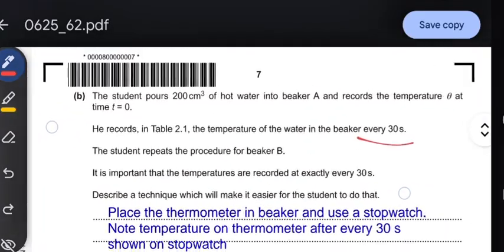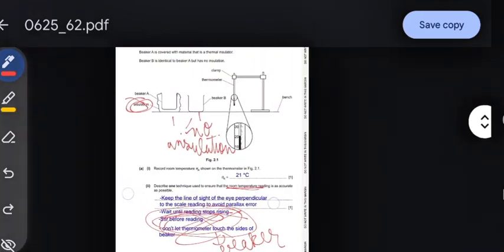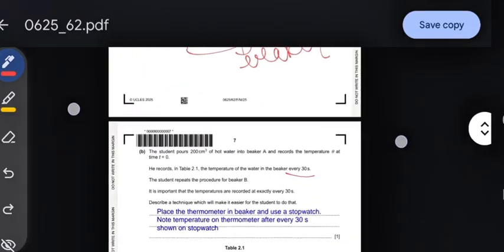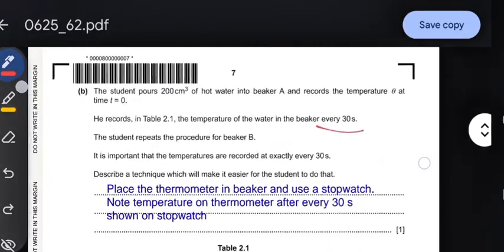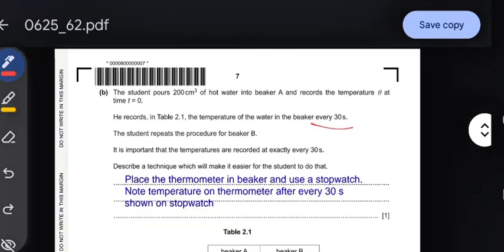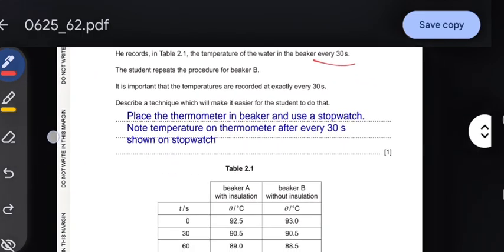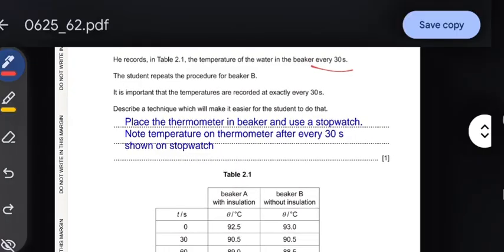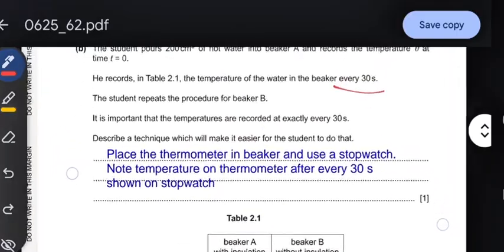So first he pours hot water in this beaker A, and then he measures the temperature at time t equal to 0, and he measures it every 30 seconds. Then he repeats it for beaker B. It is important that the temperatures are recorded at exactly every 30 seconds. Describe a technique which will make it easier for the student to do that.